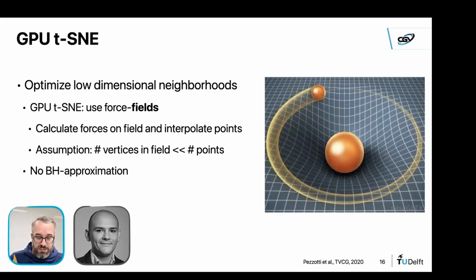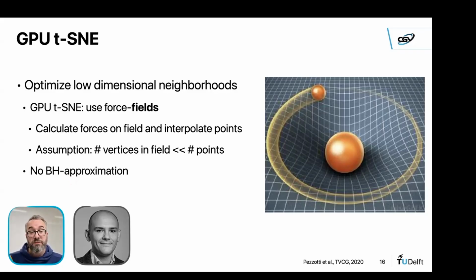So if we assume that the number of vertices in this field is much smaller than the number of points in our data set, which is exactly what happens when we have these very large imaging data sets, then we can actually much more efficiently calculate this field. And on top of this, we don't have the approximation of the Barnes-Hut, where we actually group these points that are far away. Another nice thing about this, already in the original implementation, is that we could use parts of the graphics pipeline to actually calculate these forces, the force fields.